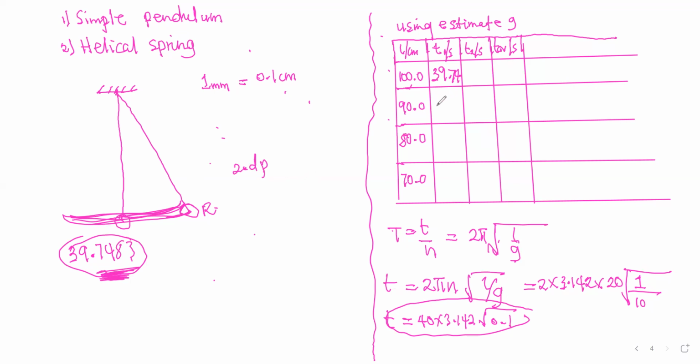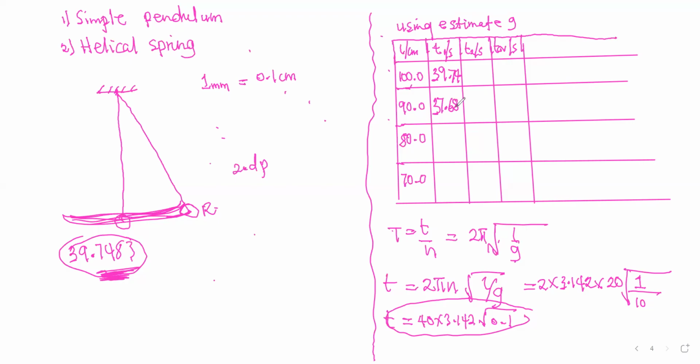Who picked 90? Who picked 80? 70. Sir, please, is it for the same 20 oscillations? Pardon? Is it for the same 20 oscillations? Yes, it's for the same 20 oscillations. Please, for the 90, I had 37.68.